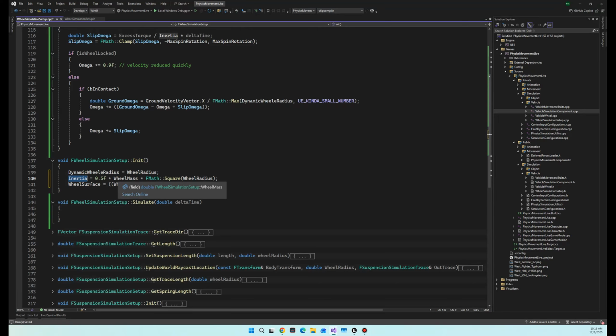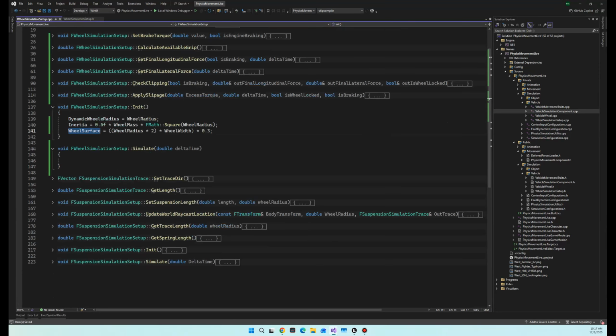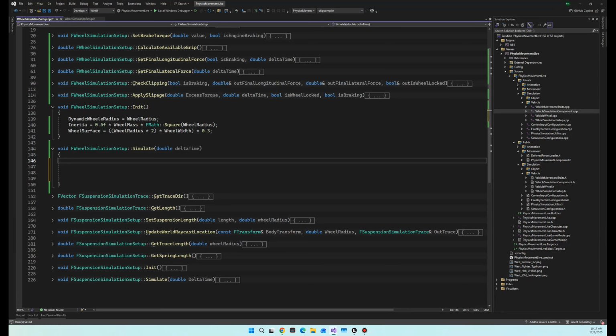Again, because the wheel has mass. And then we have the wheel surface. I'm calculating that by taking the wheel radius, multiplying that by 2, and then multiplying that by the width. Then I divide that by 3 to get how much surface area is underneath that wheel. So that's how I'm calculating that. Now that we've got all of the building blocks in place, we can come down to our simulate function so that we can simulate all the magic in creating those wheel friction forces.